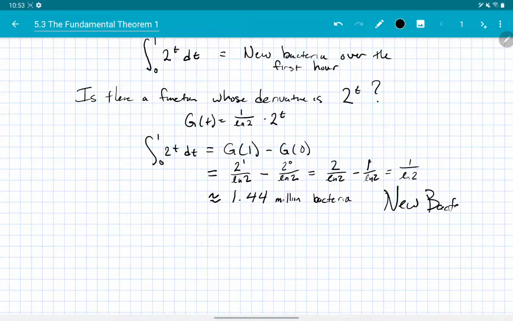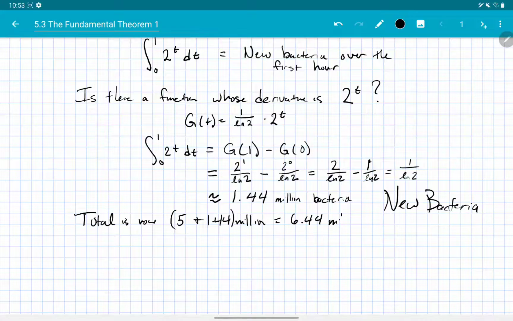And remember, we started with 5 million, so the total population, 5 million plus 1.44 million, which is 6.44 million. So when you integrate a rate, you get a total.